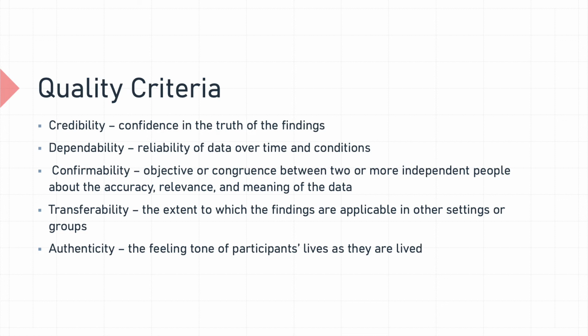And then authenticity, the feeling and tones of participants' lives as they are lived. One of the things we will do in qualitative research is we will use exact words from the participants. We don't change their words into what we think they mean. We use their actual wording because we want it to be authentic. We want it to represent their lives as they live them, not our interpretation of their lives and how we think they have lived them.